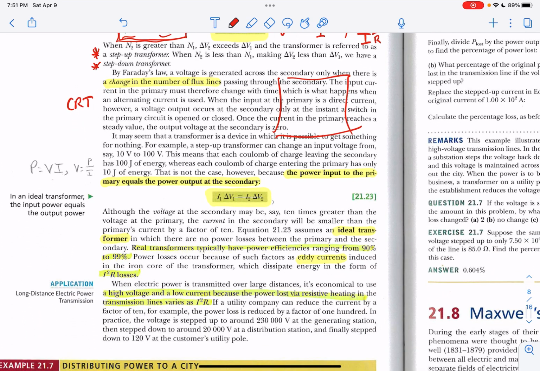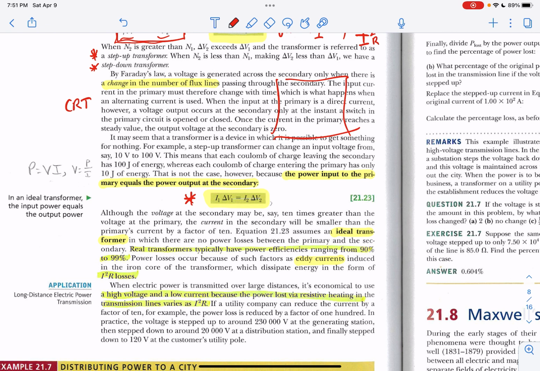And so here's our equation right here. What we're basically saying is that the power that comes in equals the power that goes out, because power is voltage times current. And you can either have high current, low voltage, or you can have low current and high voltage, depending upon whether you're going from a few turns of wire to a lot in the secondary, or lots of turns of wire in the primary to just a few in the secondary.